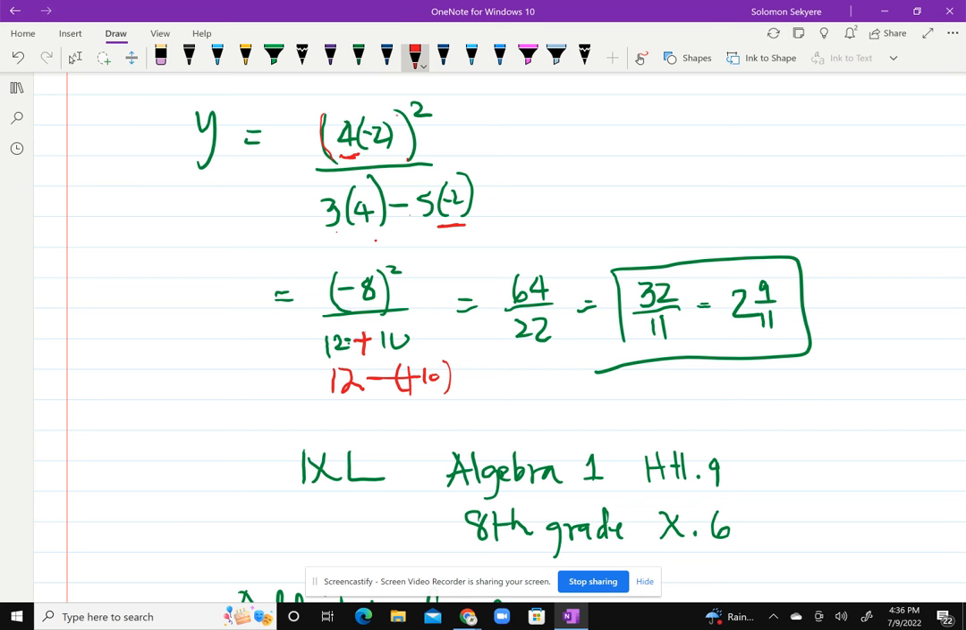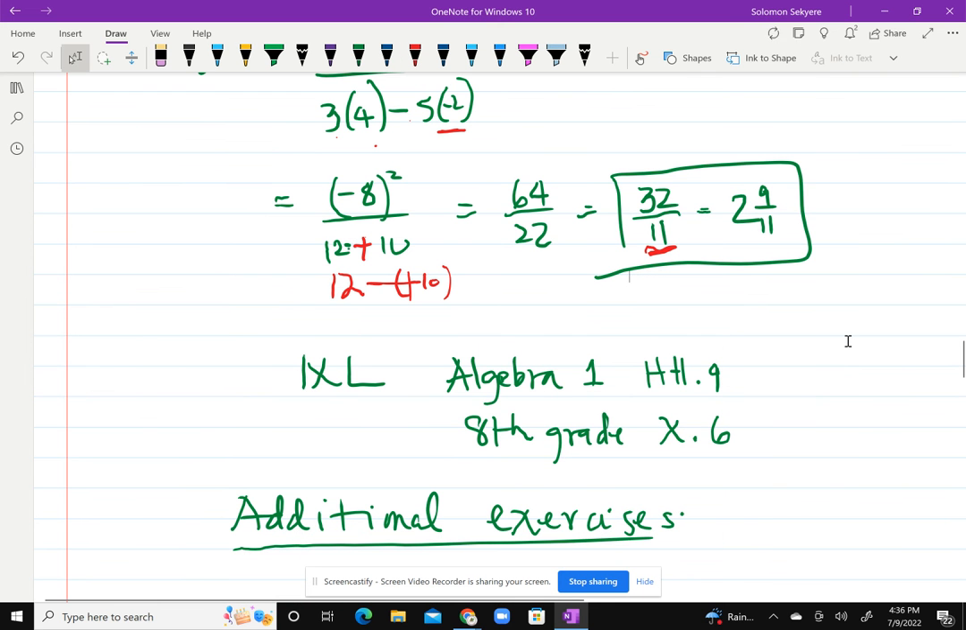Okay, so negative 8 squared. Remember what I told you in the beginning? Negative 8 squared means negative 8 times negative 8, and a negative number times a negative number gives you a positive. So be careful; don't write negative 64. It is positive. Over 10, 12 plus 10 is 22. So it's 64 over 22, and always simplify your answer. What number divides both? 2. So I divide, and it becomes 32 over 11, or 2 and 9/11. You are done.